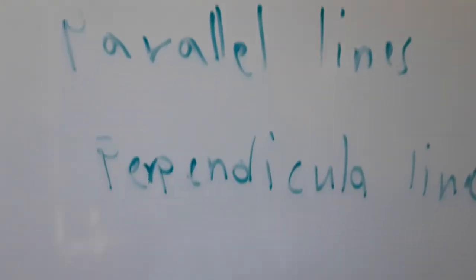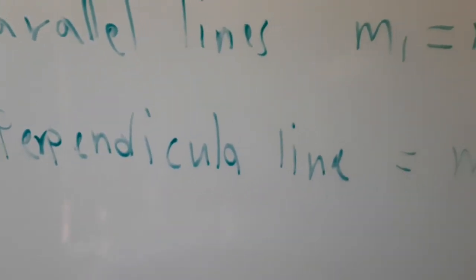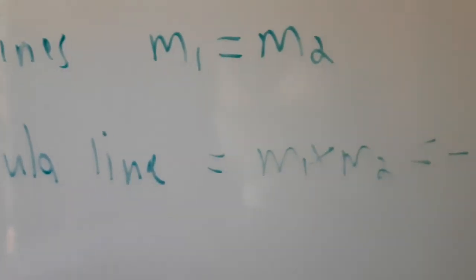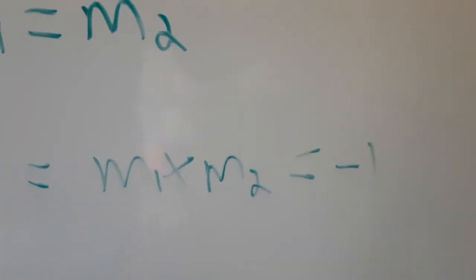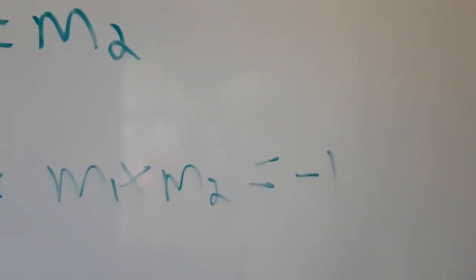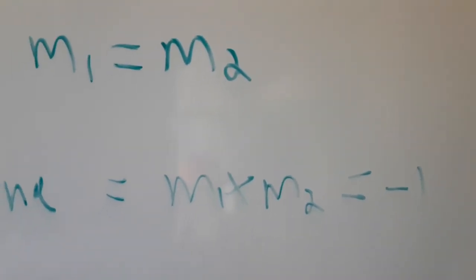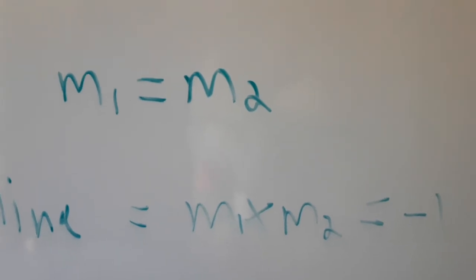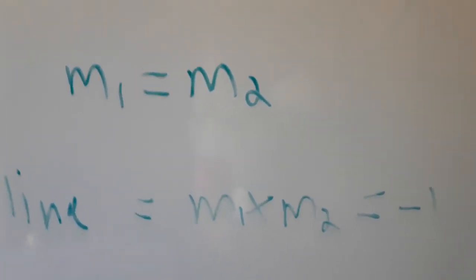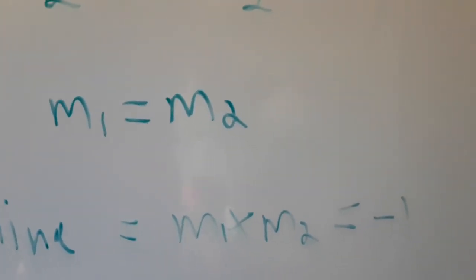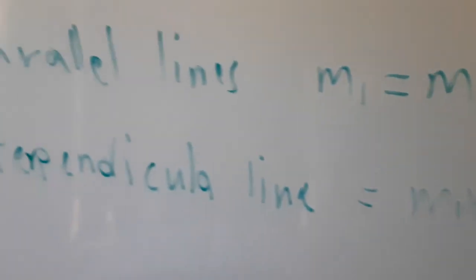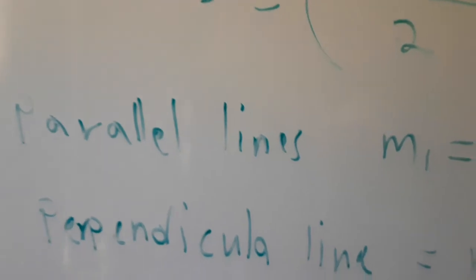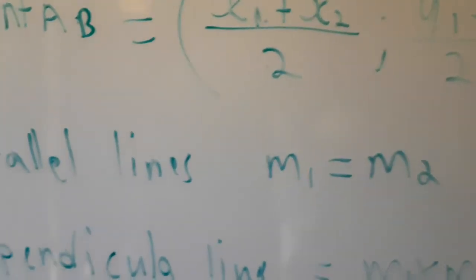And then you will have perpendicular lines. For perpendicular lines, the first gradient m1 times m2 must be equal to -1. So when you multiply the gradient of the first line by the gradient of the second line, it needs to give you -1. Then we have proven that. So for parallel lines and perpendicular lines, you use these to prove.